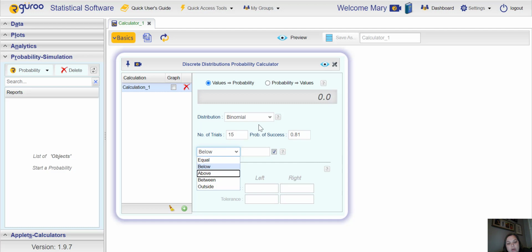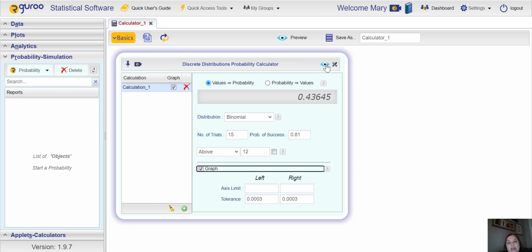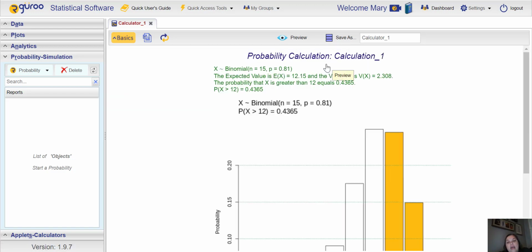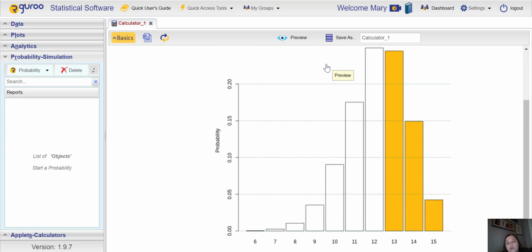We pretty much focus on equal, below, or above. And then once you figure that out, then you put in above what or below what, some number. I'm just going to say below 12, and then you decide whether that number is included or not. And then if it's included, check the box. If it's not included, uncheck the box. And then you hit the preview button and you'll get the probability here like a calculator, or you can hit the graph button and then preview, and you can get not only the probability but also the visual.